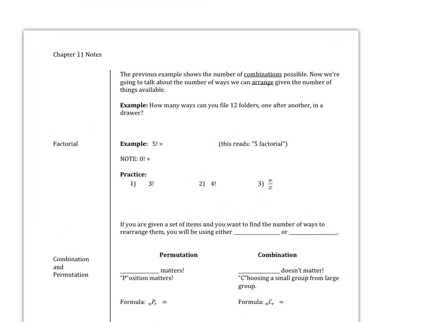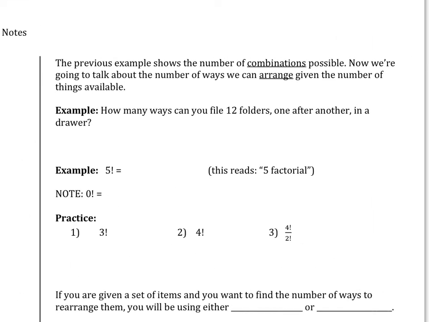Okay, so the previous example shows the number of combinations possible. Now we're going to talk about the number of ways we can arrange the given number of things. So for example, how many ways can you file 12 folders, one after another, in a drawer? So let's think about it. Like if you have a drawer and you're going to put 12 folders in there, the first one here, second one here, third one, and so on until you put in all 12 of them. The question is, how many ways can you sort out these 12 folders?